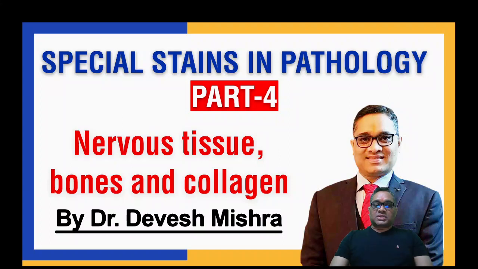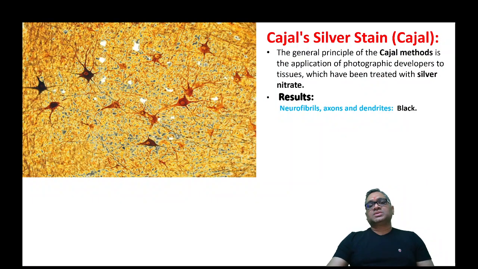Hello friends, myself Dr. Devesh, and today I am going to discuss another important special staining which we are using for nervous tissue, bones, collagen and nucleic acids. So this is going to be another episode of the special staining. This is the fourth part, and here I am going to teach you about the special staining for nervous tissue, bones and collagen and nucleic acid. So let's start.